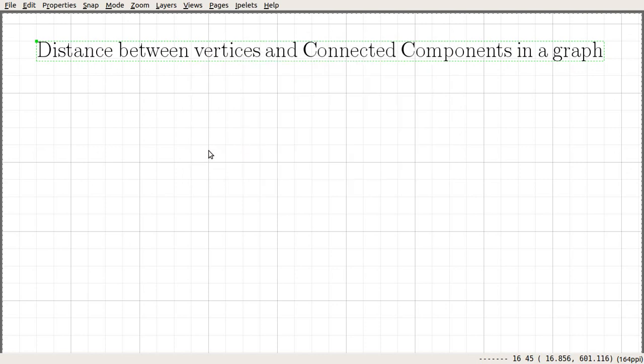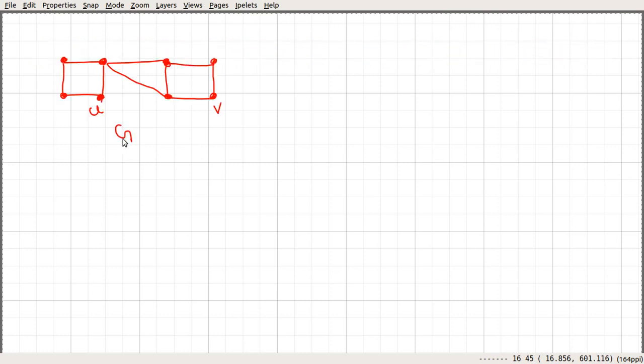Okay, now we have a very good understanding of a walk in a graph, a path in a graph, and a cycle in a graph. In this video, we are going to discuss the idea behind the distance between vertices in a graph and the connected components in a graph.